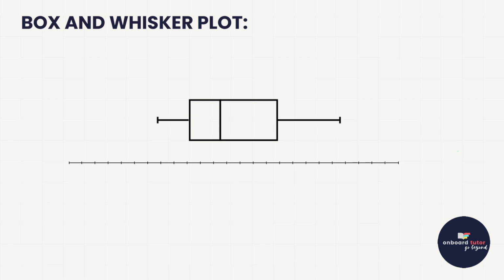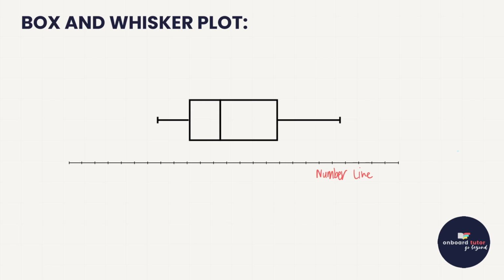Very important in a box and whisker plot, something a lot of my students forget, is that we need to include a number line. So this is maths, this is high school maths, so we can't just draw a little creative art project. We need to accurately measure each of the things that we plot.